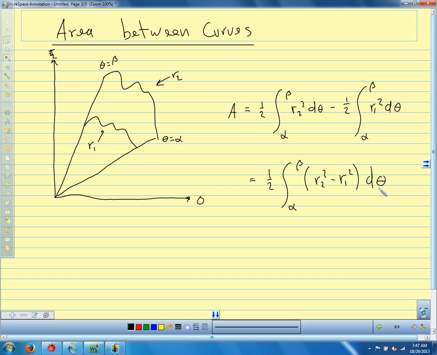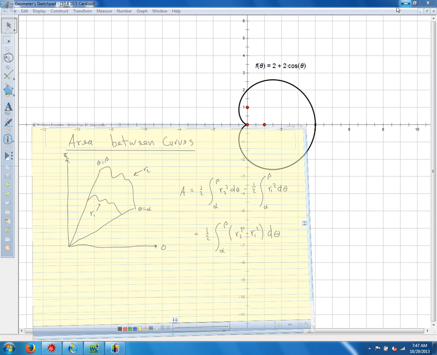Often it's not quite that simple to find the area between two curves. And let me show you why that might be. So let me grab another picture here.